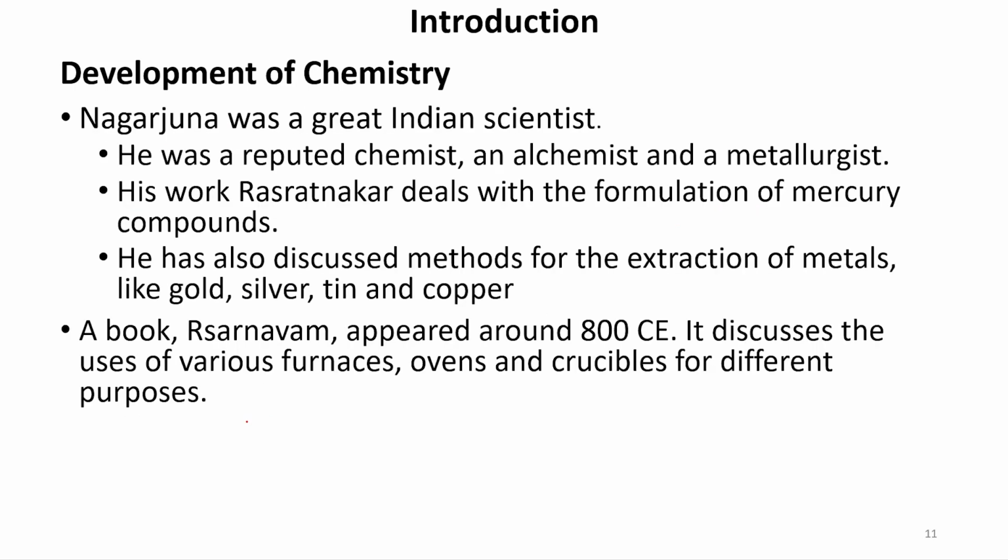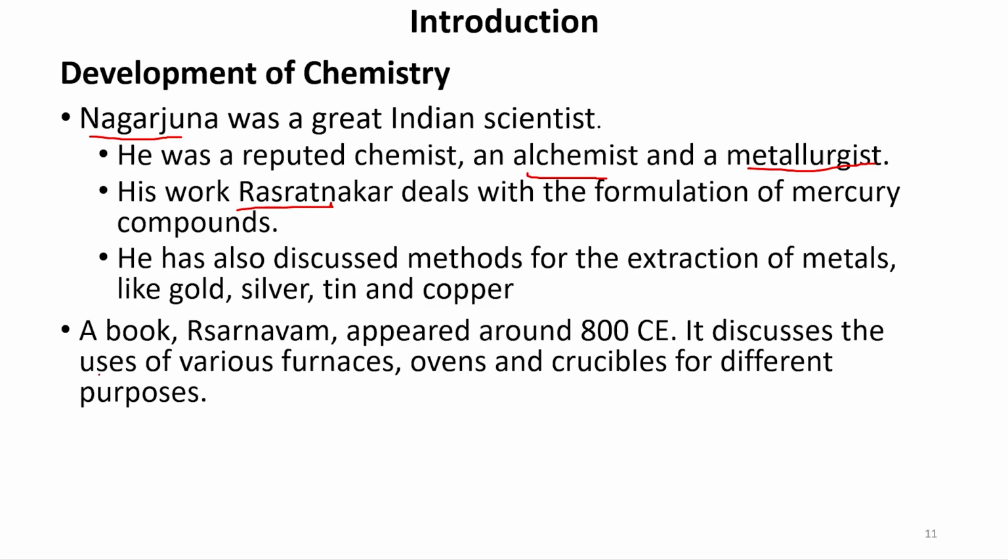Now, let us discuss some of the famous scientists who existed in India at that time. Two of them were Nagarjuna and Chakrapani. Nagarjuna was an alchemist and a metallurgist, as I told you about alchemy and metallurgy. He was an expert in making metal from ore and transforming one thing into another. His work, Rasaratnakar, also discusses the formation of mercury compounds. He also described methods of extraction of metals like gold, silver, tin, and copper. That is metallurgy.